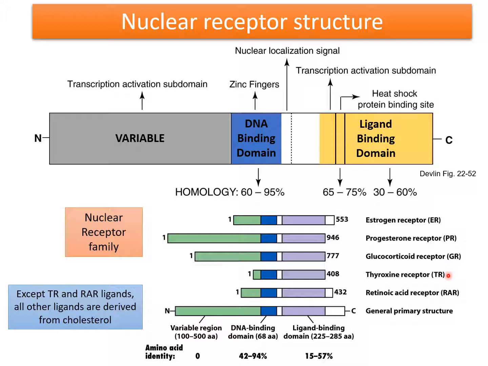So here the thyroxine receptor and the retinoic acid receptor will not bind a cholesterol derivative, but glucocorticoid, progesterone, and estrogen receptors will all bind cholesterol derivatives. As you know, estrogen, progesterone, and glucocorticoids are all built upon a cholesterol skeleton.